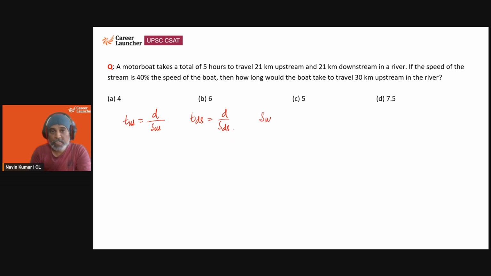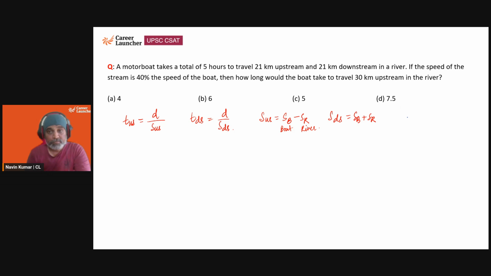Now, the thing is, speed upstream is when there is a boat, and if it has to move upstream, it has to counter the stream speed. So its speed reduces. So SB here stands for boat speed, and R here stands for the river speed, or we can say the stream speed. Similarly for downstream, if you're moving along the stream, your boat is moving, and the stream is also moving in the same direction. So the speed of the boat is more than what it should normally be. So the speeds add. Okay, so this is the first thing.